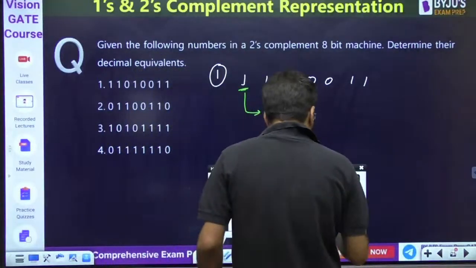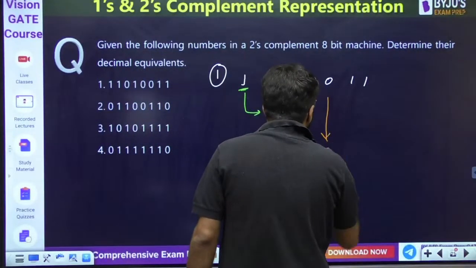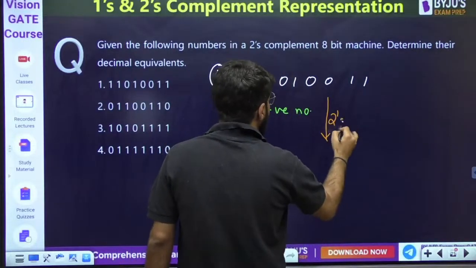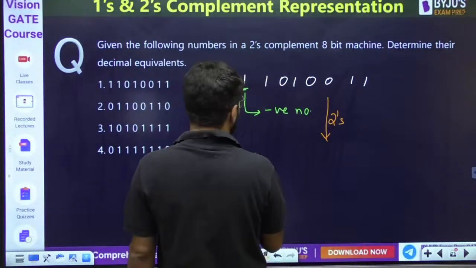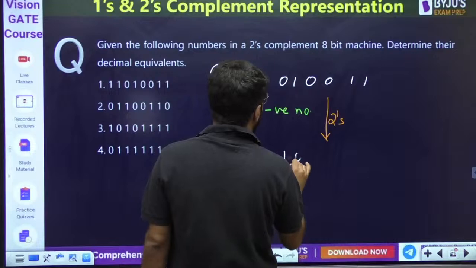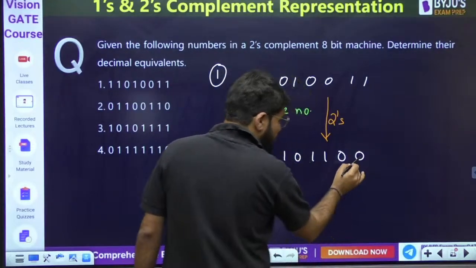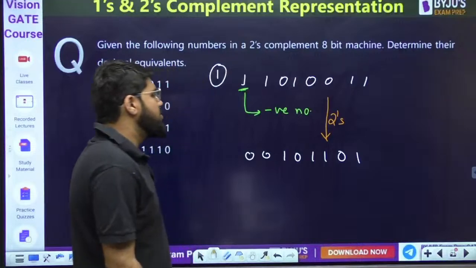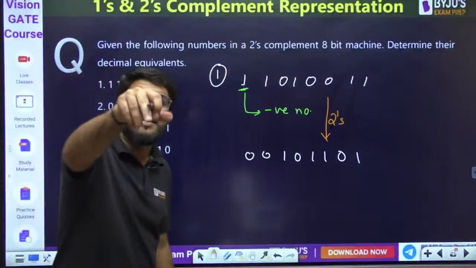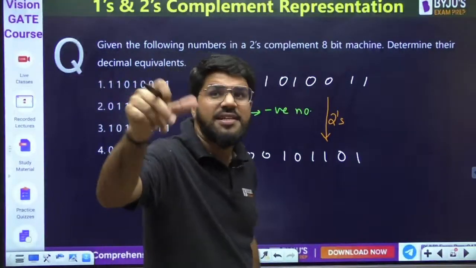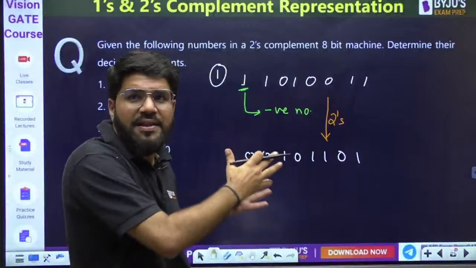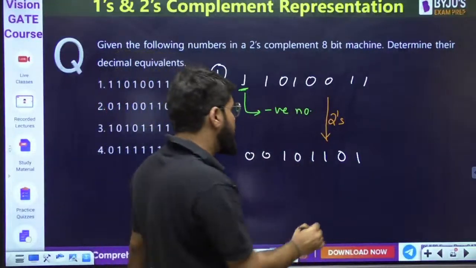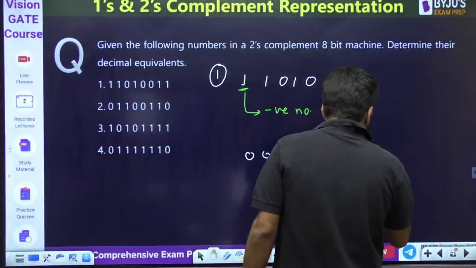So what you are required to do here is take the 2's complement of this. The 1's complement is 0, 0, 1, 0, 1, 1, 0, 0. Add 1, so the LSB will become 1: 0, 0, 1, 0, 1, 1, 0, 1. Now what is its decimal value? This is the binary form obtained. Convert this to decimal.